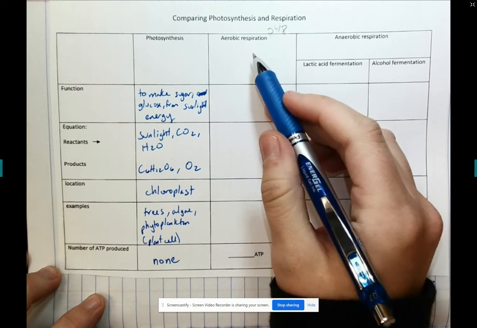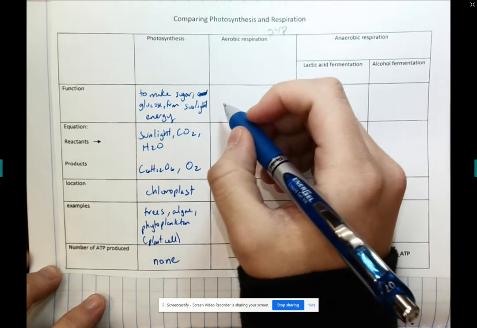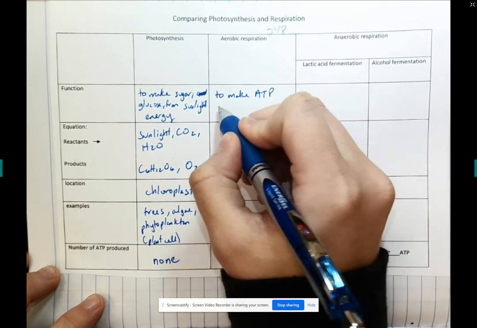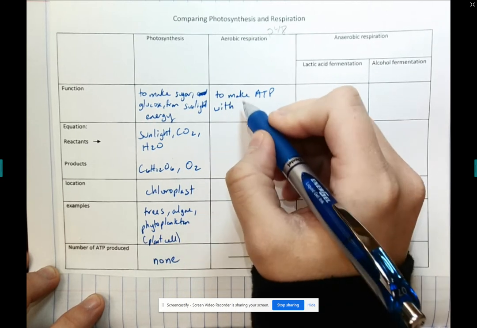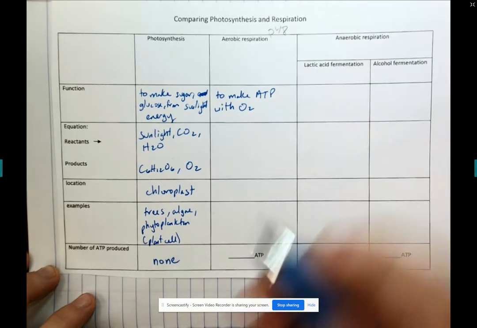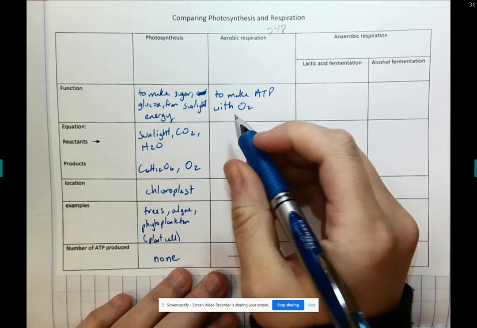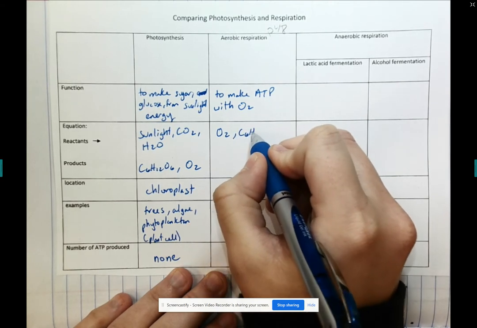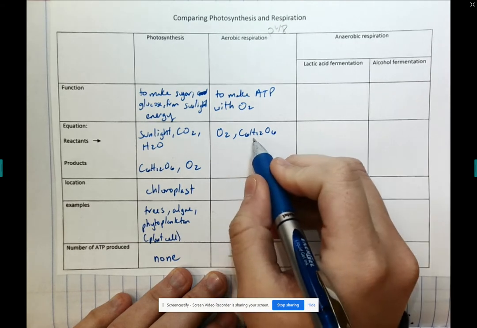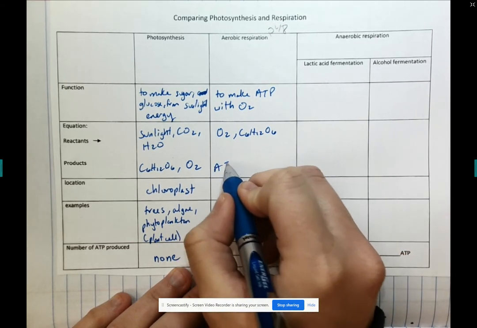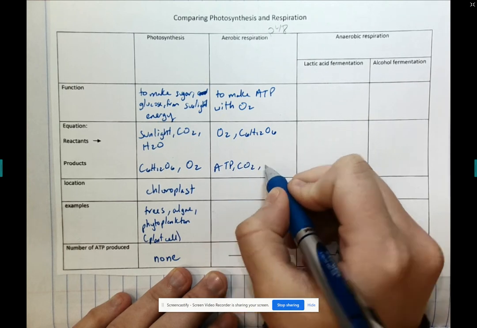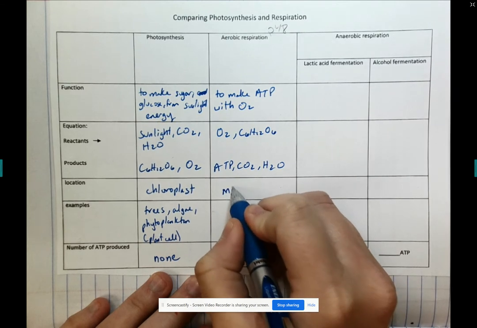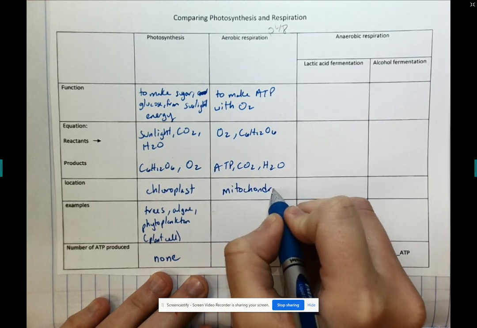All right, moving on to the aerobic respiration column. The function of aerobic respiration is to make ATP with oxygen, or in the presence of oxygen. Our reactants are going to be oxygen and glucose, C6H12O6, and then our products are going to be ATP, carbon dioxide, and water. Our location for aerobic respiration is the mitochondria.